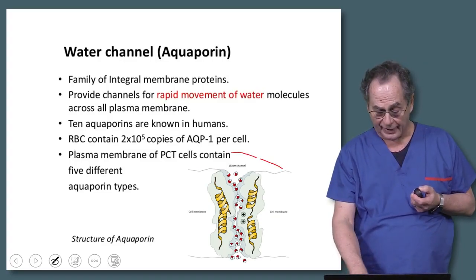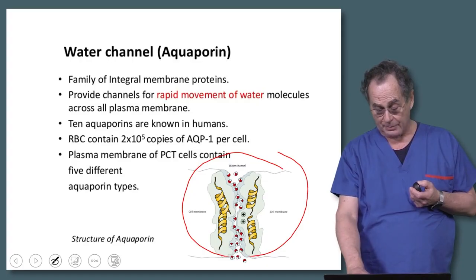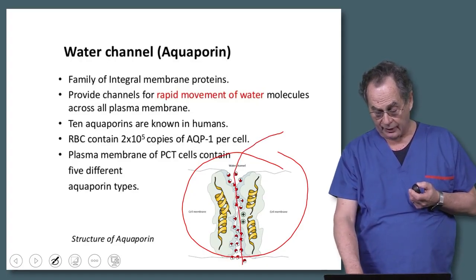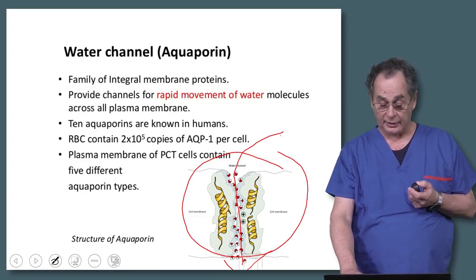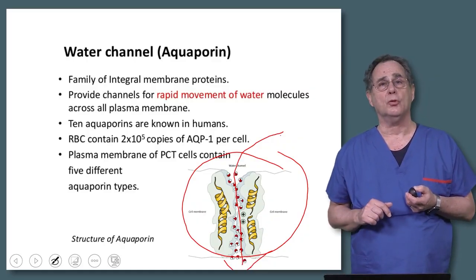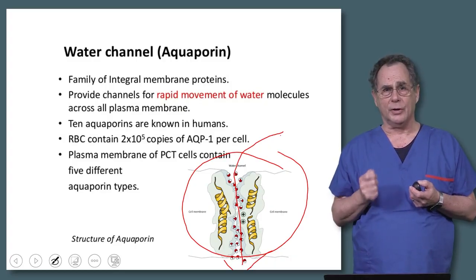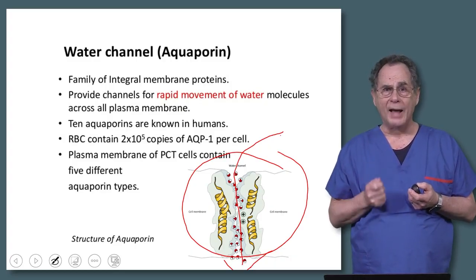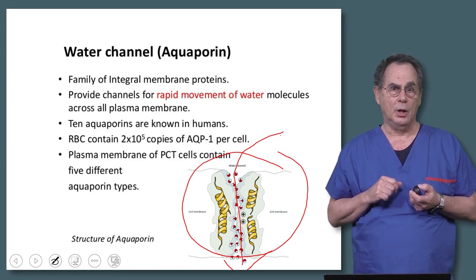And you can see the molecular structure. These actually have many components to them, and they provide a channel that allows water to move across a cell membrane to the other side of that cell membrane. And we'll talk about what determines that ability of water to move. So aquaporin channels provide an avenue for the rapid movement of water molecules across plasma membranes.